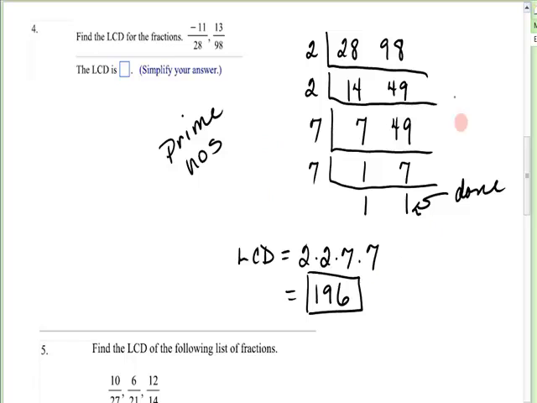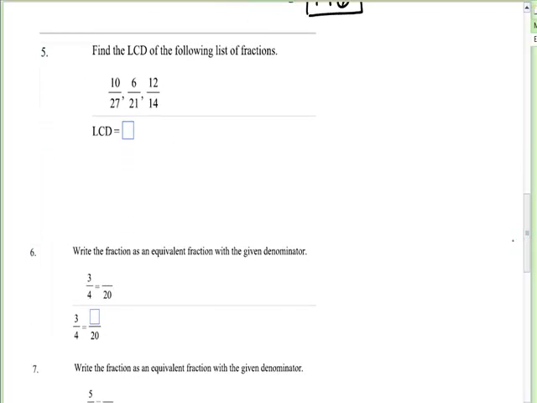So this is a nice little process. You don't always have to use it, but it's nice when the numbers are bigger. It's also nice when you have 3 numbers. So let's try it again. I have 27, 21, and 14.